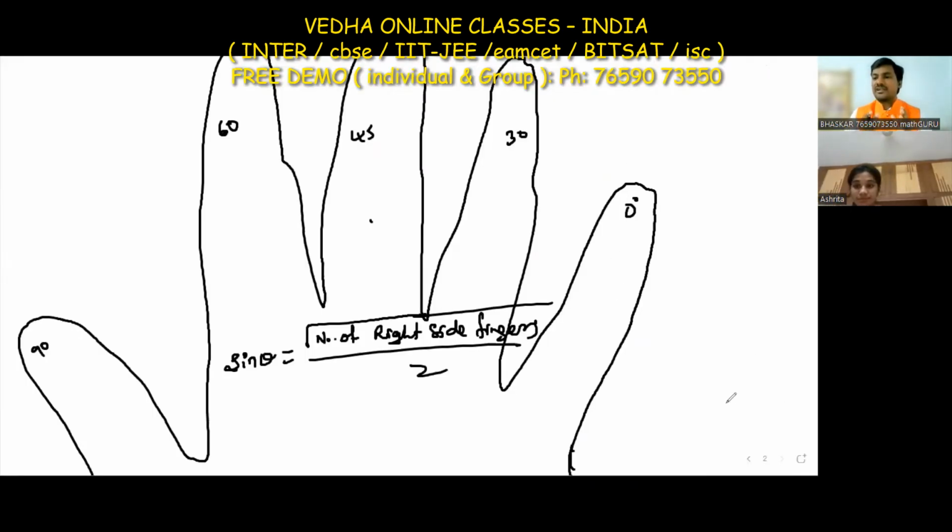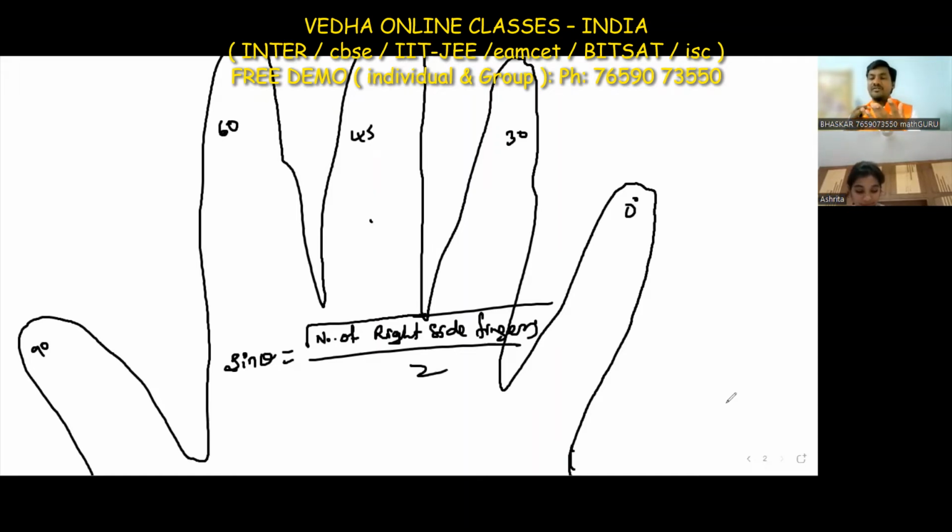Whatever trigonometry table values we have, the same values we can find out and remember easily by using our left hand. For the left hand we have 5 fingers. We have to start from the little finger. The little finger is 0 degrees, the ring finger is 30 degrees, the middle finger is 45 degrees, the index finger is 60 degrees, and the thumb is 90 degrees.